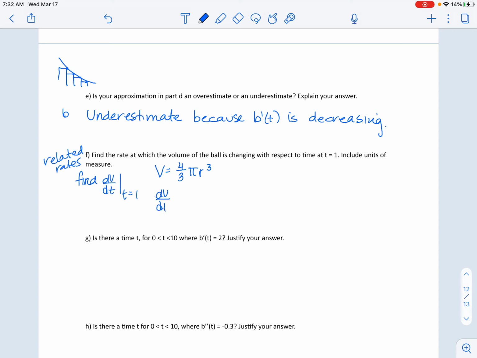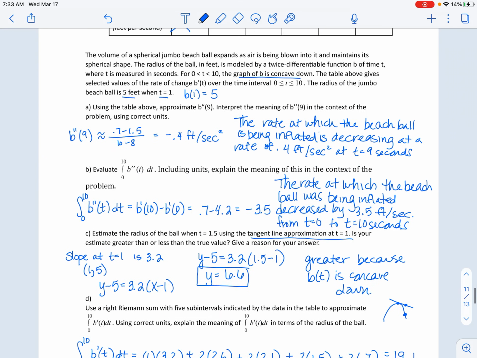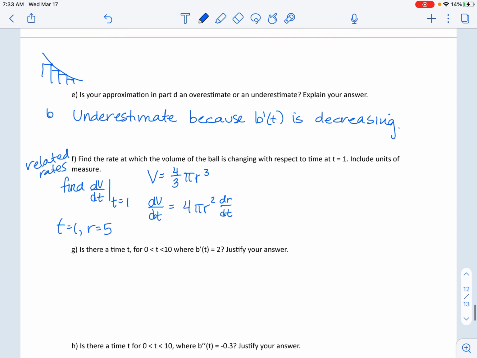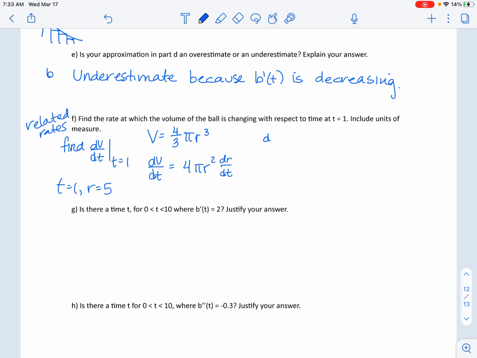And we take the derivative, dV/dt is going to be 3 times 4/3, that's going to be 4 pi r squared dr/dt. And we are looking for dV/dt when t is 1. And we saw from the beginning that when t is 1, the radius is 5. That's in our original paragraph. And when t is 1, dr/dt, the slope, is 3.2. That's in our table.